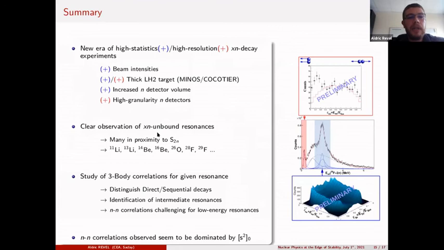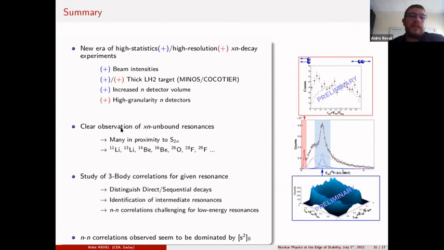So to summarize, I believe we entered some new era of high statistics and high resolution in those multi-neutron decay experiments, thanks to a very strong development from the community on beam intensities, use of a thick liquid hydrogen target, as it was the case for the oxygen 28 experiment, but also the beryllium result that Belen showed, that both contribute to the increase of statistics and resolution, and also development of new neutron detectors with bigger volume and high granularity, like the case for Hime, for example, in Samurai, which will be very helpful in order to study correlation of very low energy resonances, such as in the case of oxygen 26.